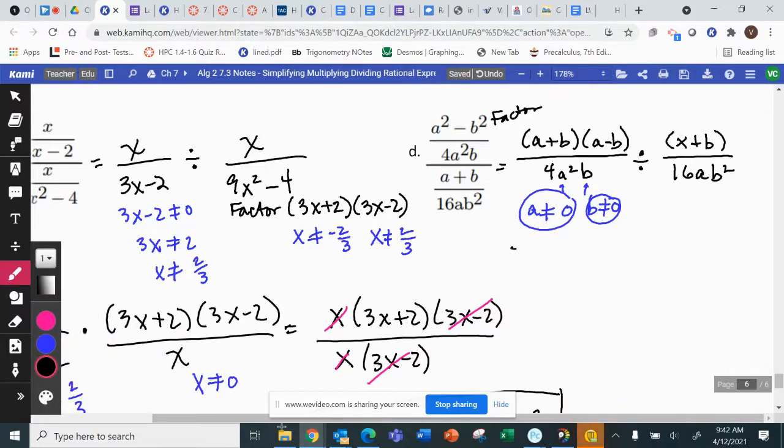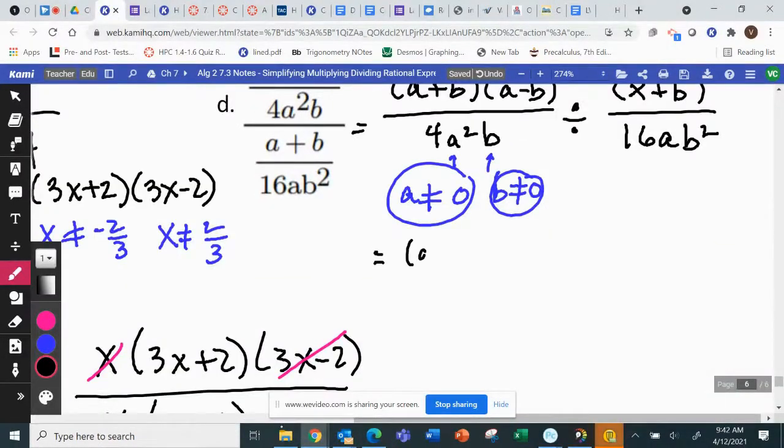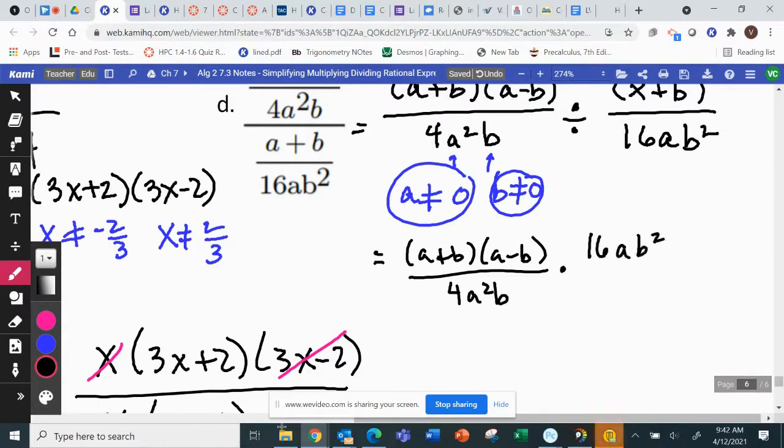And then we change it to multiplication. Let me just zoom in a little bit here. Change it into multiplication. I've got (A plus B) times (A minus B) over 4A squared B multiplied by 16AB squared over... Oh, it's not an X, that's an A. Sorry about that. A plus B.